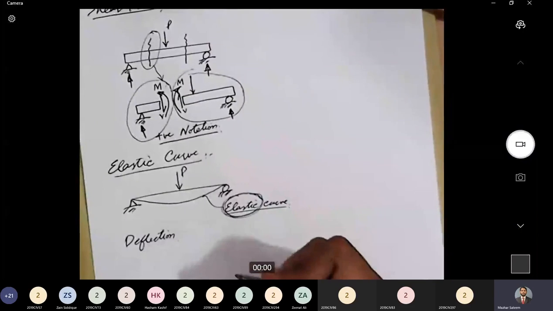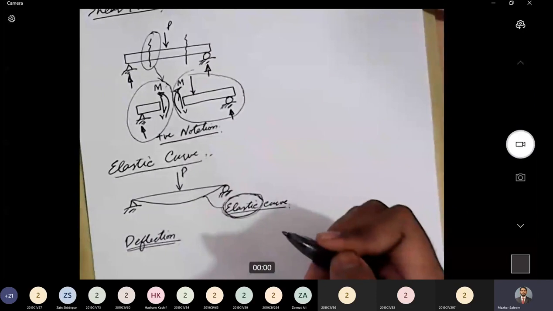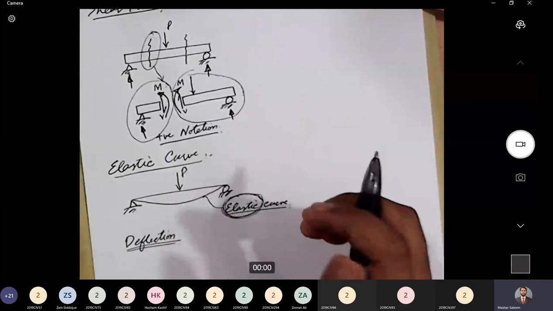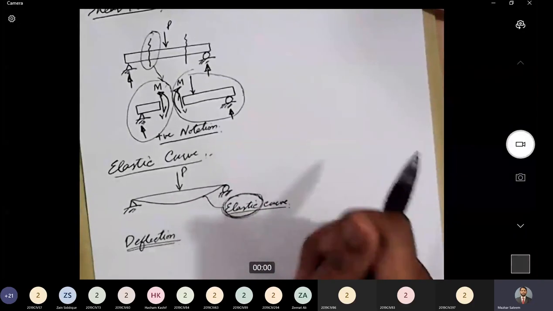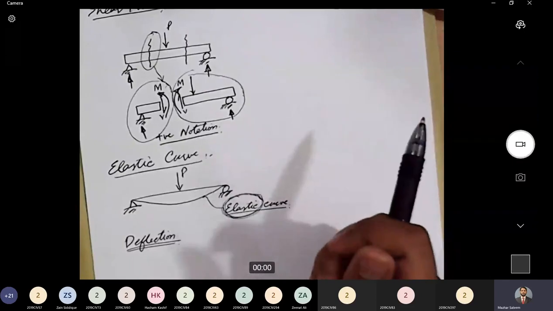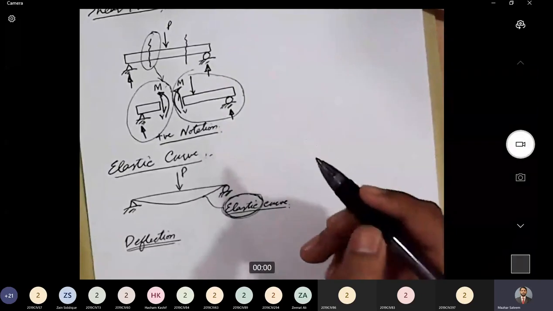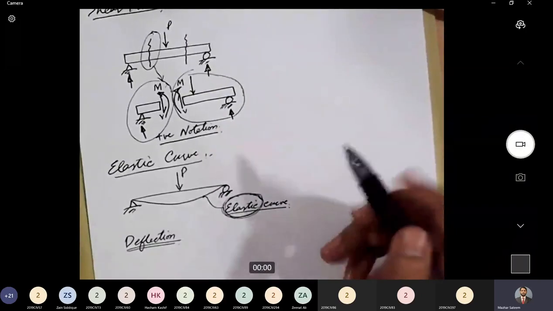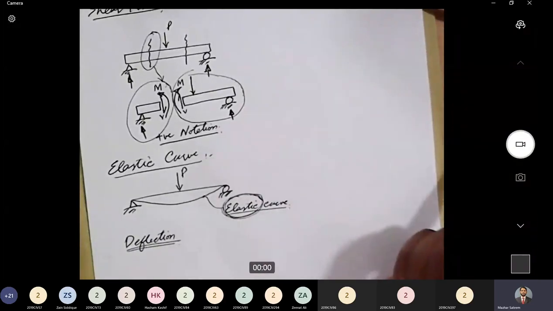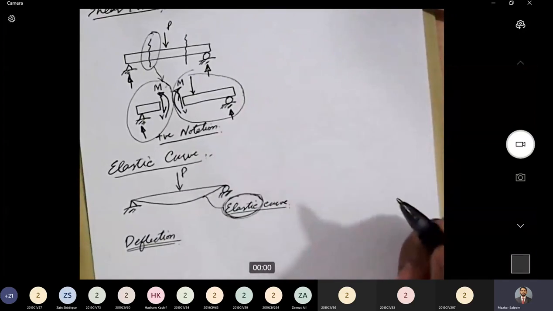Another definition is of deflection. If we want to define deflection, we may say that it is the movement of a point on a structural member measured from the undeformed reference axis. And in the case of beams, the reference axis is the longitudinal axis.